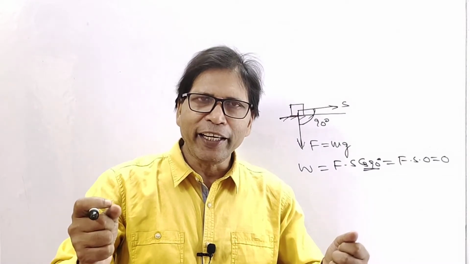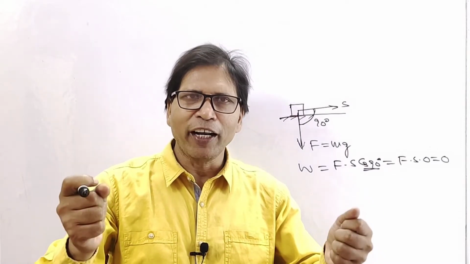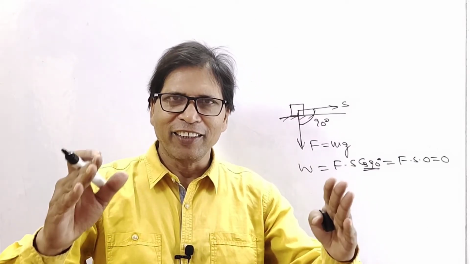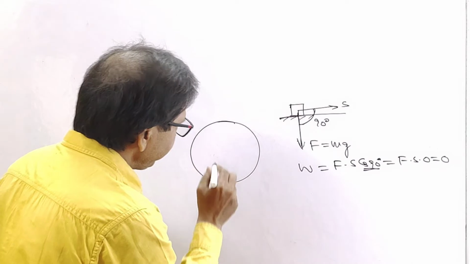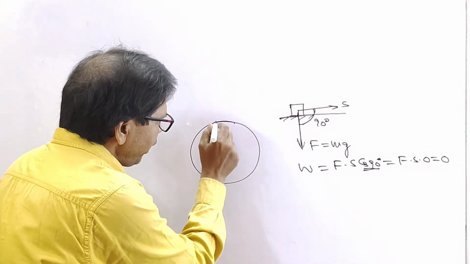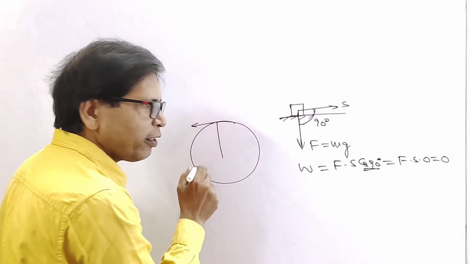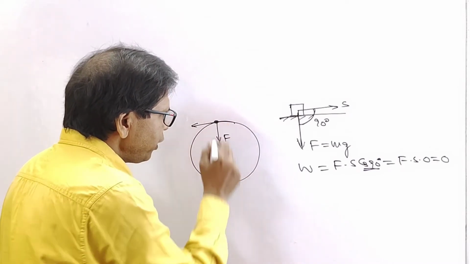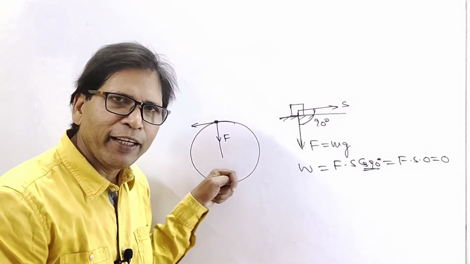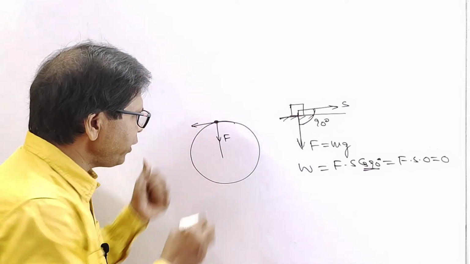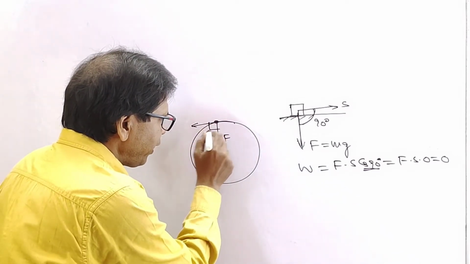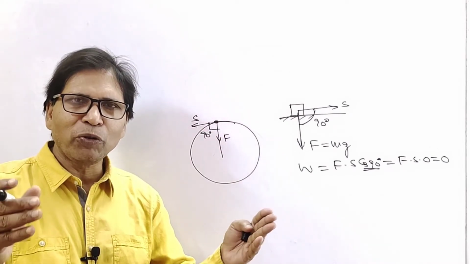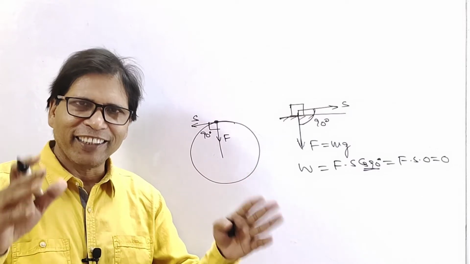So if a student carries his school bag on his shoulder and moves on a horizontal path, the work done is 0. Okay, now look at this. The earth revolves around the sun in a circular path. Gravitational force acting on the earth is directed towards the center and displacement is along the tangent. So this angle is 90 degrees. So work done by gravitational force due to the revolution of the earth is 0.